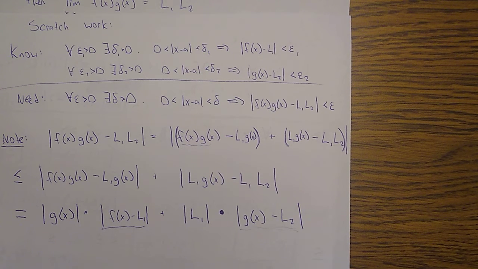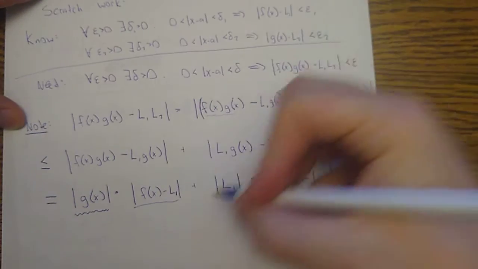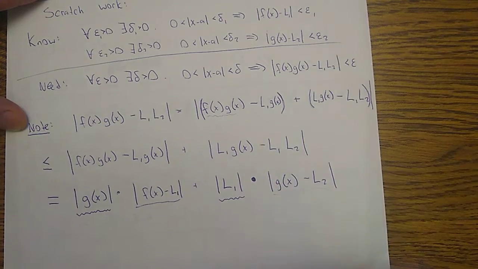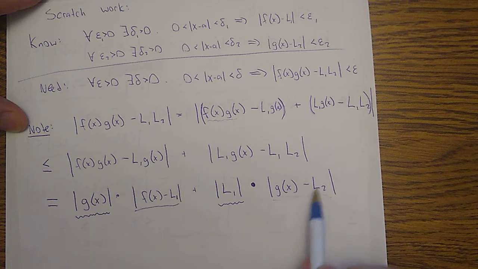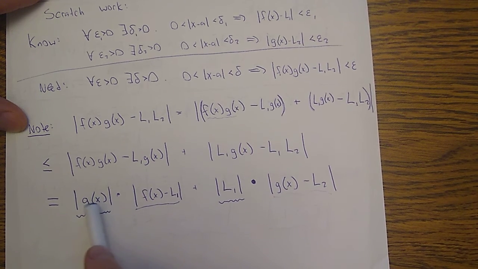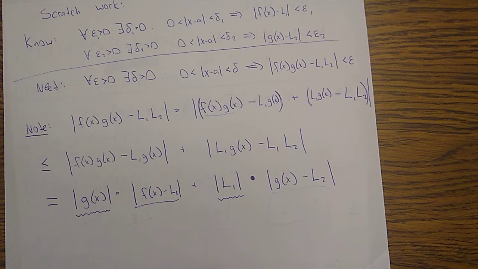So I'm starting to like the way this looks. Now, what is still worrying me? Well, what's still worrying me is this and this. Because I know that I can say this number is less than epsilon 1 and this number is less than epsilon 2. Without thinking about it yet, I'm not sure what I can say about this number and what I can say about this number. So, that's what I need to work on next.